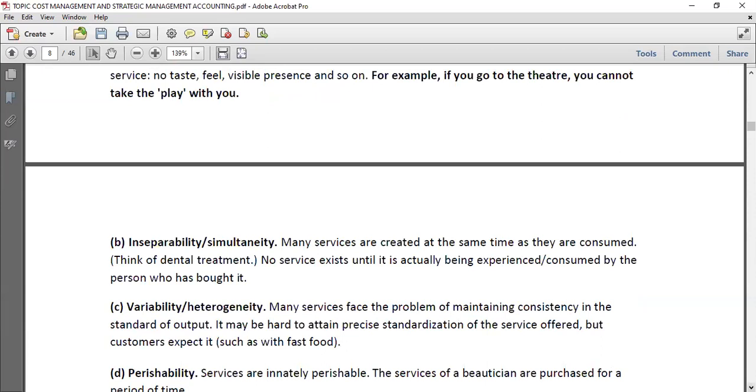The other one is inseparability. Basically, if we are looking at you consuming the service from me, no service exists until it's being experienced or consumed by the other person. I cannot just pick the knowledge and give it to you. You must have presence for you to experience the service.